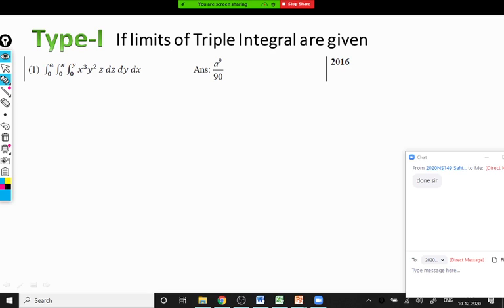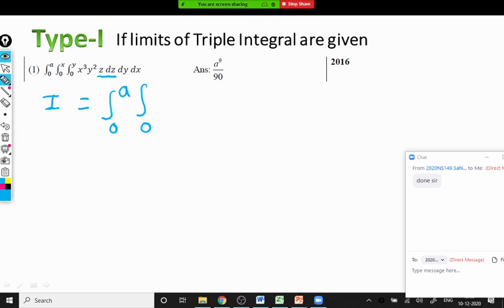The thing is, we have to integrate the innermost integral first, which is with respect to z. There, we have to assume the other variables x and y as constants. That is a simple concept. So if we start to integrate this triple integral, we will get I equal to, yes, I think 149 you finished. So tell me what is the integration?